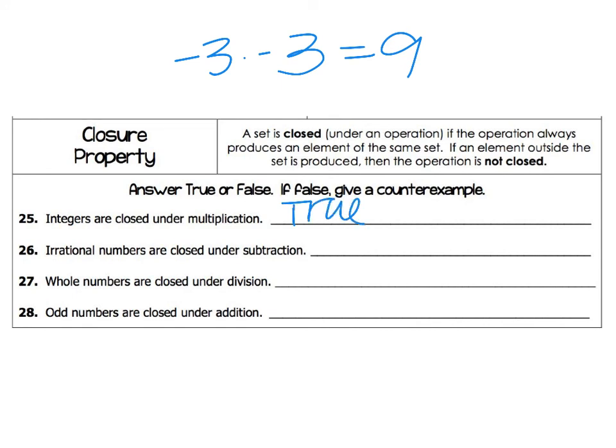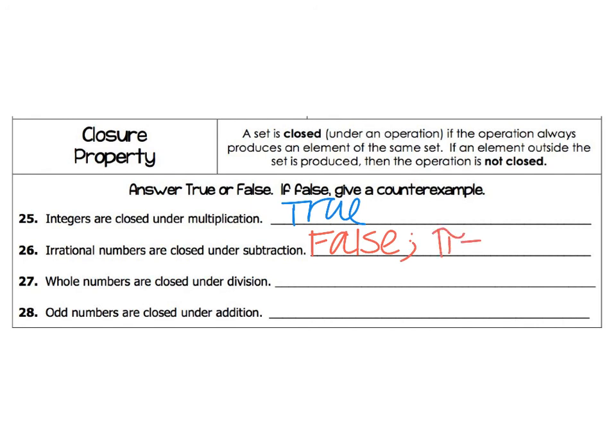All right. Then, let's erase this real quick. Number 26. It states irrational numbers are closed under subtraction. This is a false statement, all right? And the reason this is false, I can come up with one example. The easiest irrational number to remember is pi. So if we say pi minus pi, this equals 0.